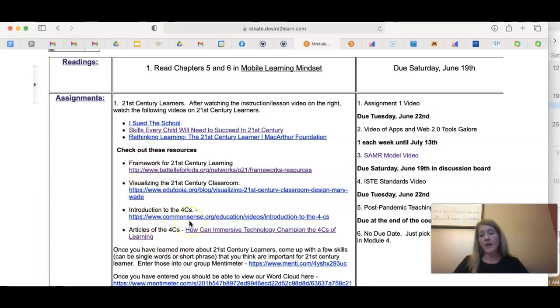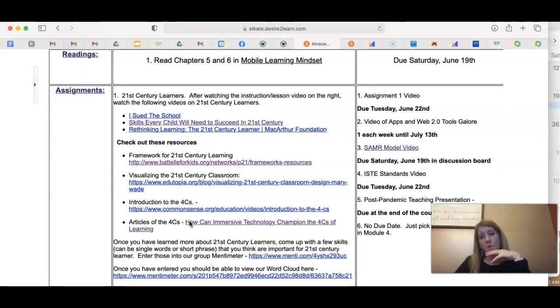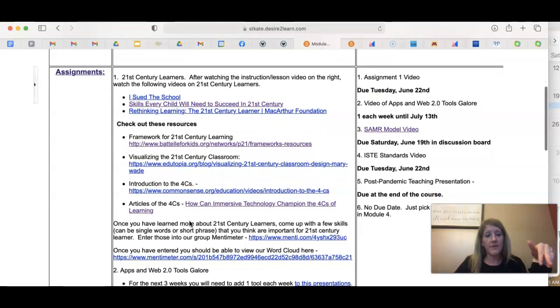A lot of times when we talk about 21st century learners, we talk about the 4 C's: collaboration, communication, critical thinking, and creativity. I knew I was going to forget that. But now we're starting to talk about the 6 C's, and they keep adding to it. So I try not to just stick to the 4 C's. They talk about being a global communicator and things like that as well. But there are some 4 C's things in there that you can look into as well.